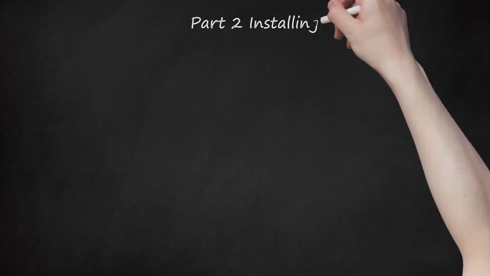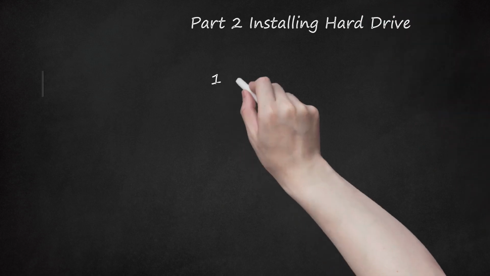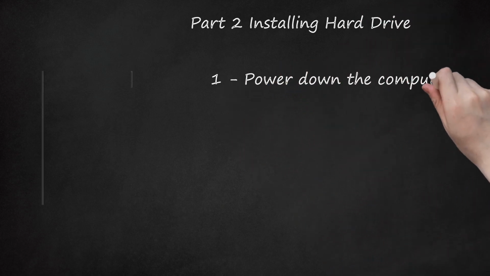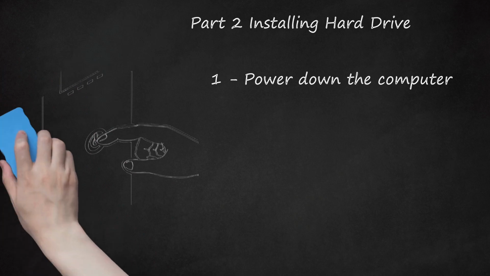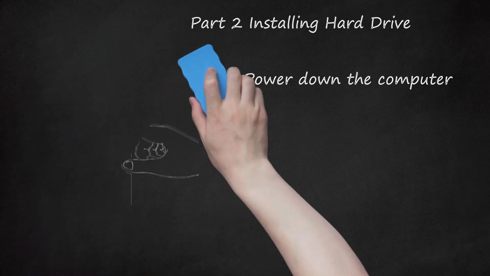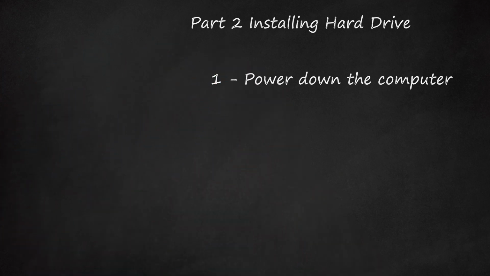Part 2: Installing hard drive. 1. Power down the computer. Be sure that the power source of the computer is in an open switch mode. In the case of a laptop, this power source is the battery. In the case of desktop computers, it may be wise to leave the computer plugged in if your grounding device is connected to the case of the computer.